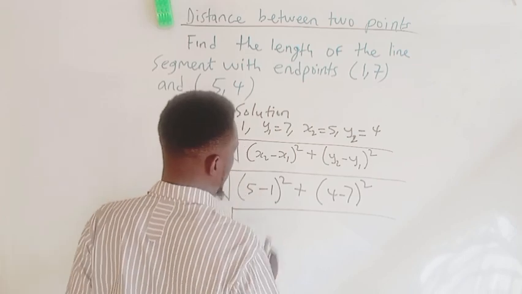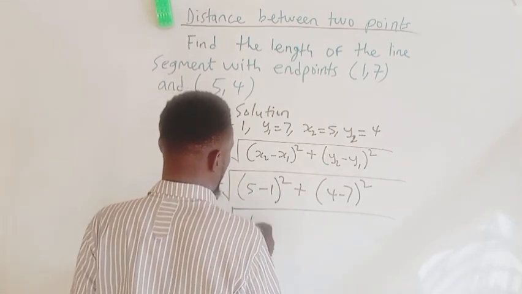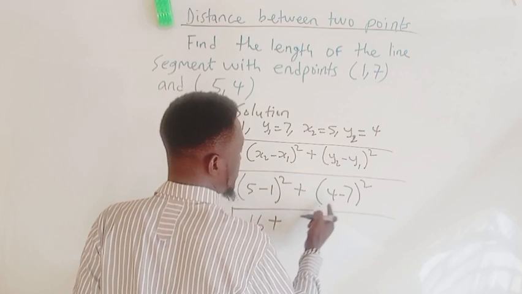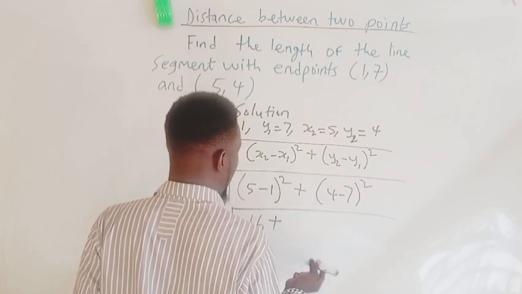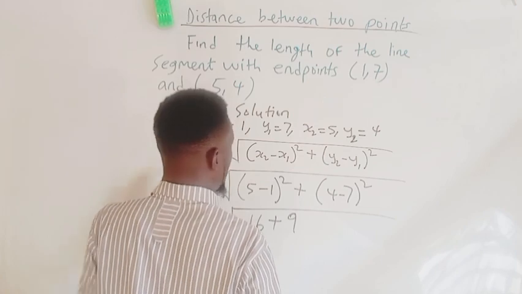5 minus 1 is 4. 4 squared is 16. These are plus. 4 minus 7 is minus 3. Minus 3 squared is 9. Okay, so let me clean up this side here.